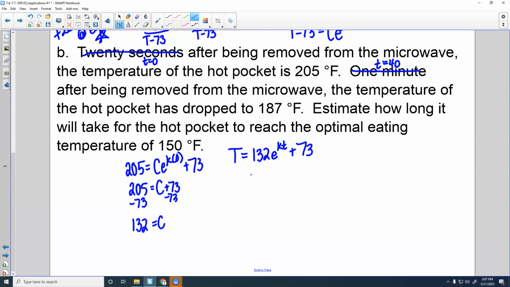Now we'll plug in our other piece of information that we've got. So we got 187 equals 132 e to the k times 40. We'll run out of time again, just like the end of class yesterday. And so we would need to finish solving this. We'll get our equation, and then we can see when it would hit the optimal eating temperature of 150. We're out of time, so we're not going to get to know what to do, but we'll do another problem like this because we're going to do it as our very short little lab.